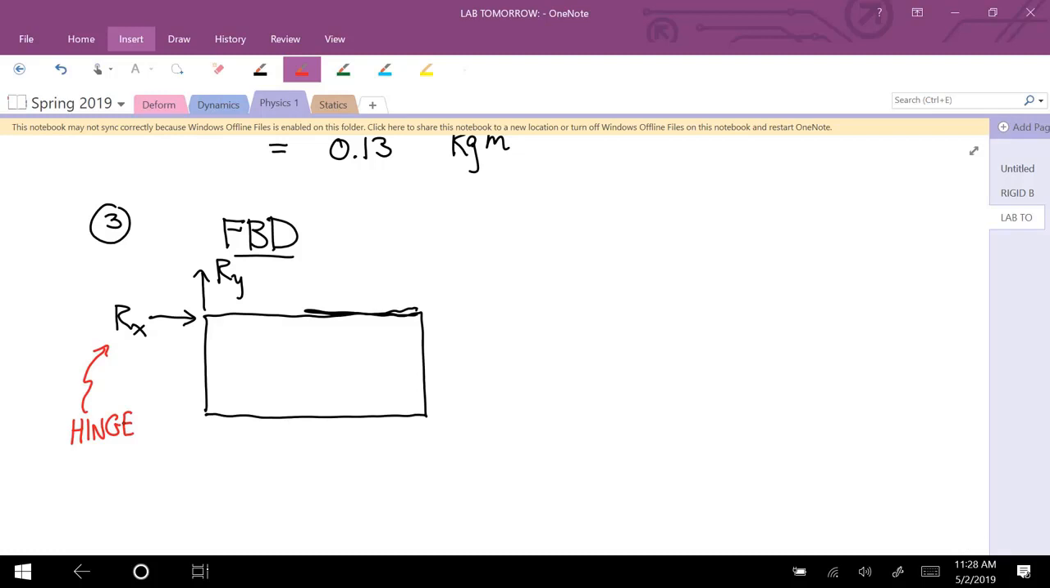And what other forces are acting? The weight, yep. So that acts at the center of mass, straight down, and that has a magnitude of 2 times 9.81, so 19.62.